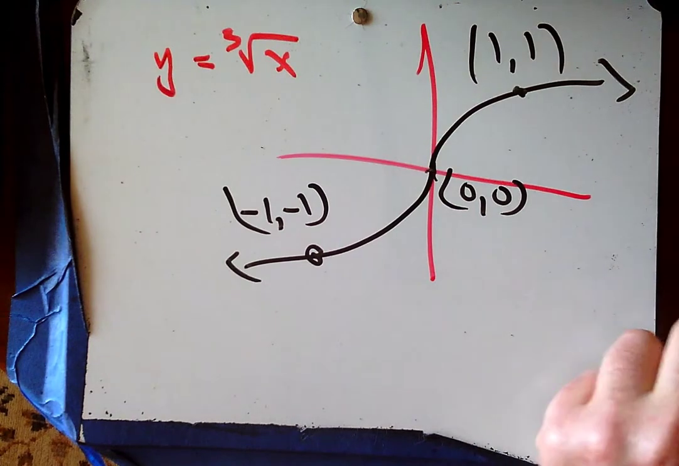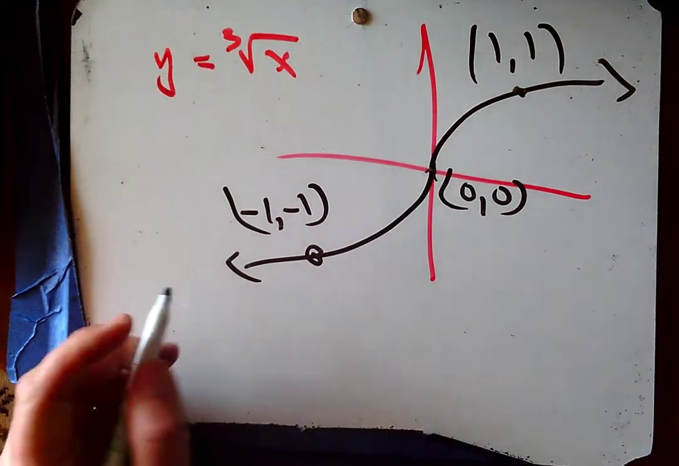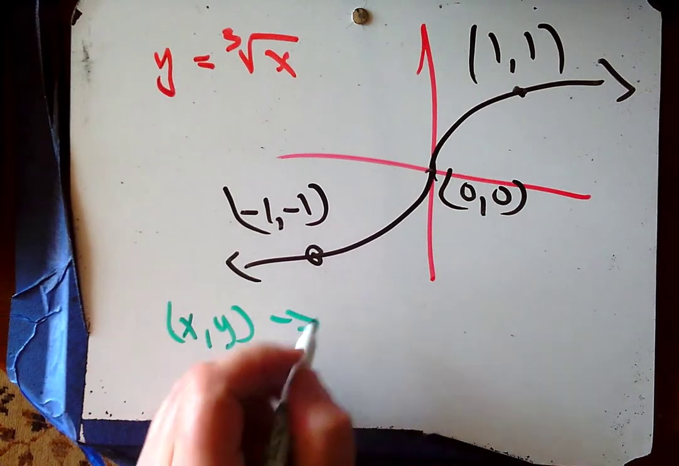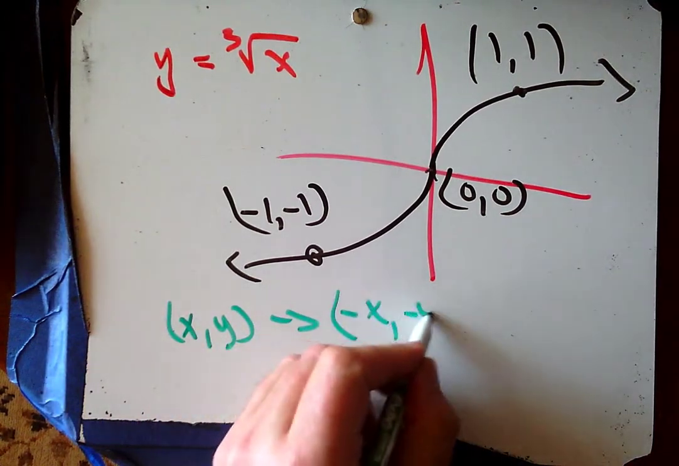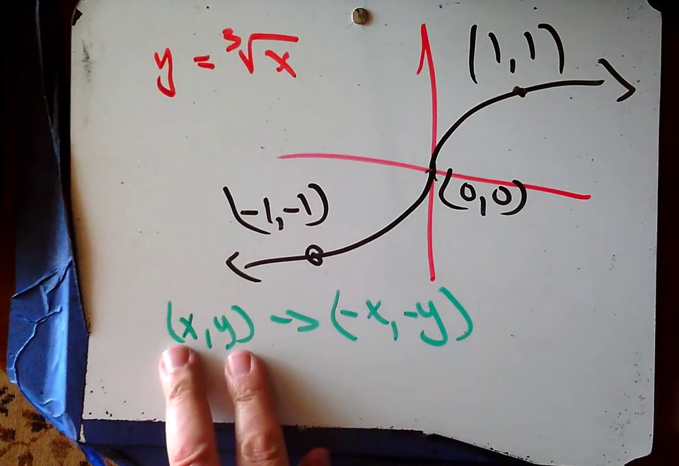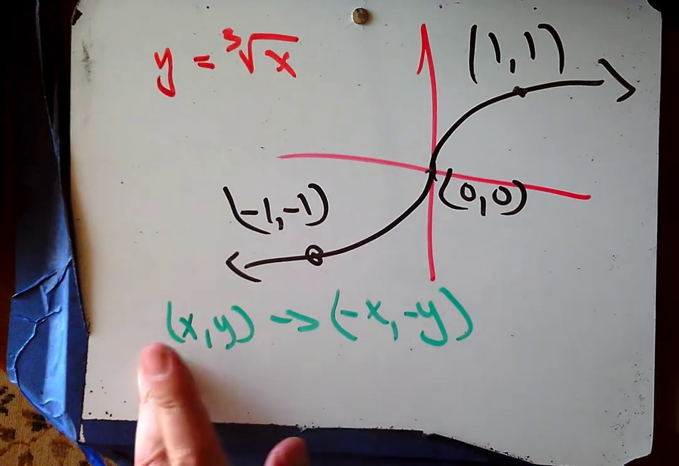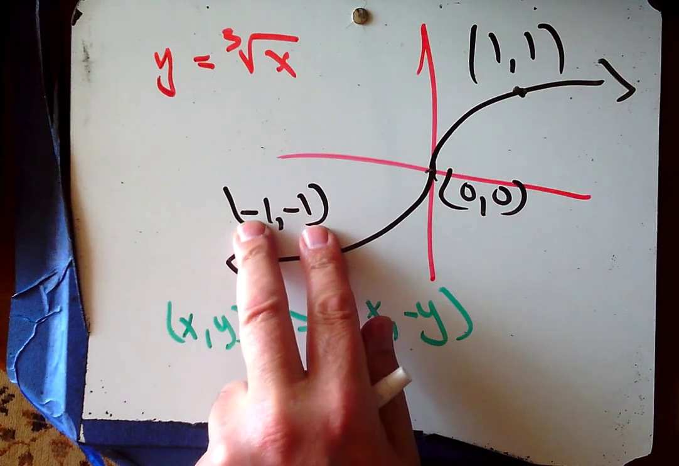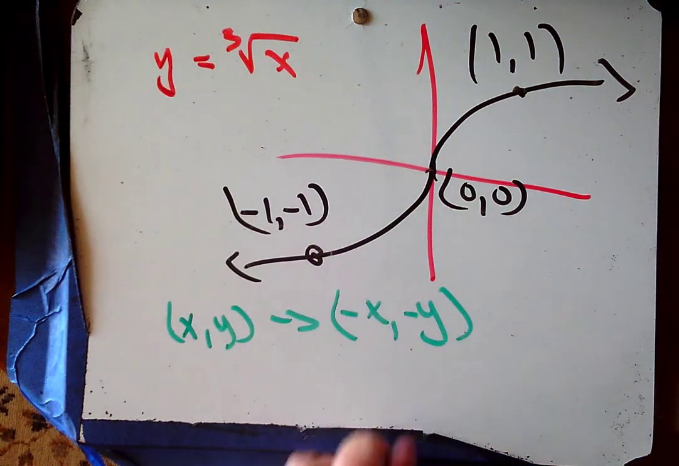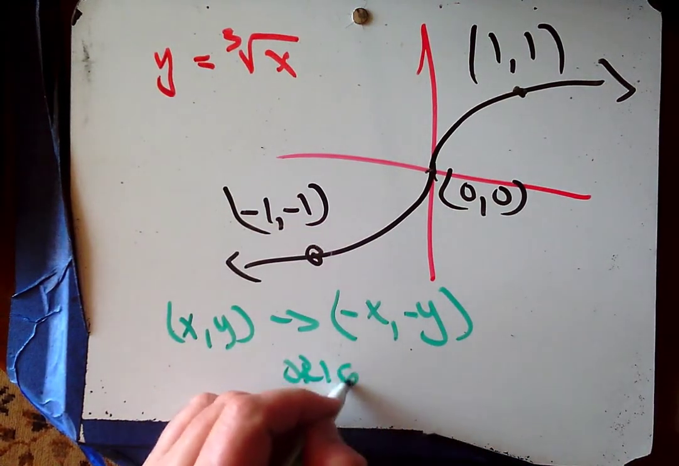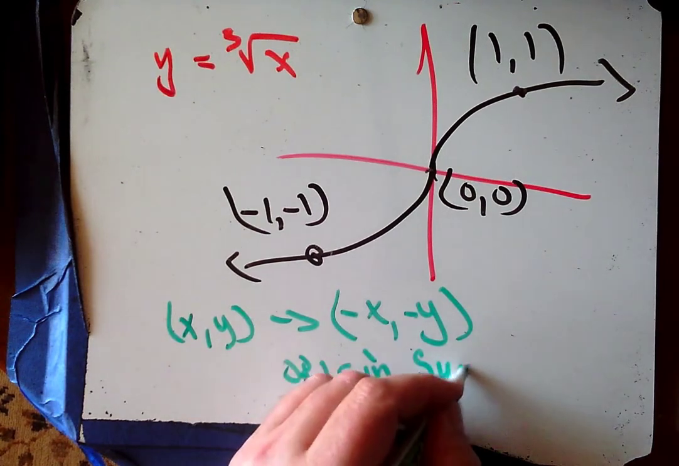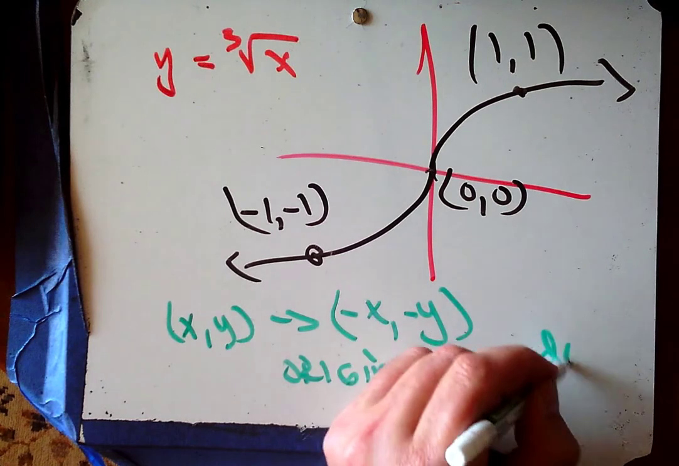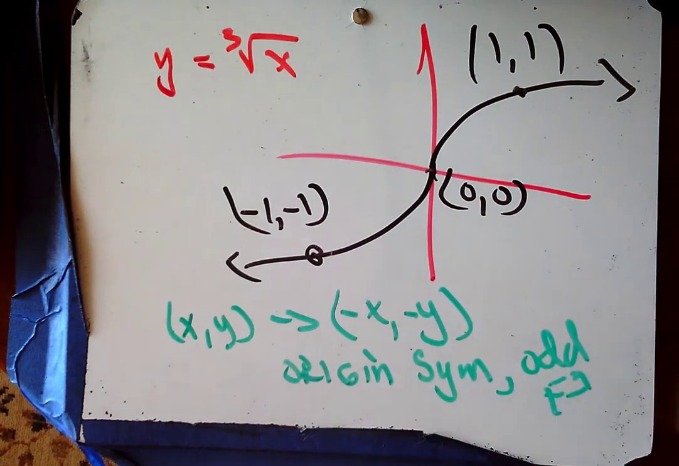And the answer would be, of course, you see the ordered pair (x, y) becoming the ordered pair (negative x, negative y). We're changing the signs on both x and y. When we change the sign on both x and y, we know that we have origin symmetry. And because this is a function with origin symmetry, we know this is an odd function.